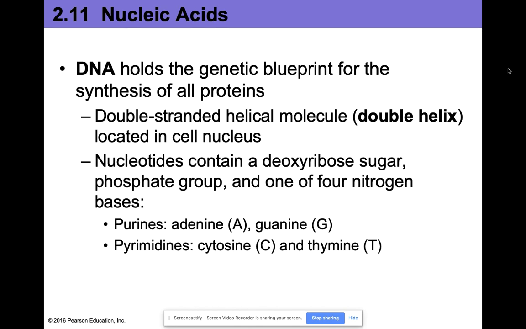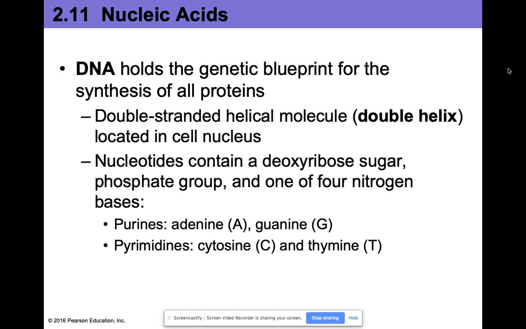It holds all of the directions to make you you. It is a double-stranded helical model. It contains nucleotides that, again, have deoxyribose as the sugar. That's what the D in DNA stands for. You also have a phosphate group and a nitrogenous base. And in DNA, our nitrogenous bases are A, T, G, and C.